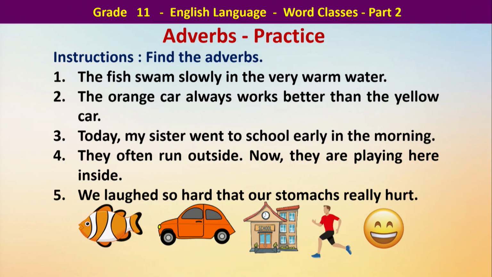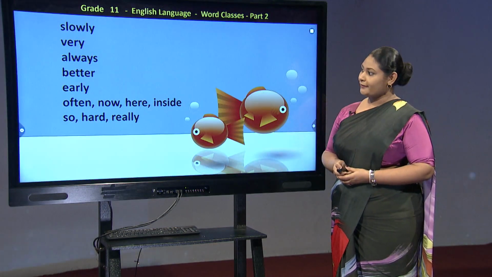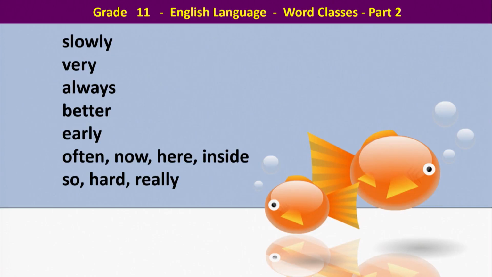All right. So there are adverbs here. So what are we going to do? Find the adverbs. Have you found them? These are the adverbs we have found. Hope you have found these as well. So you have slowly and very. What is very? Very is an adverb of degree, right? Always, frequency. Better. How did they do it? They did it better. Early, came early.